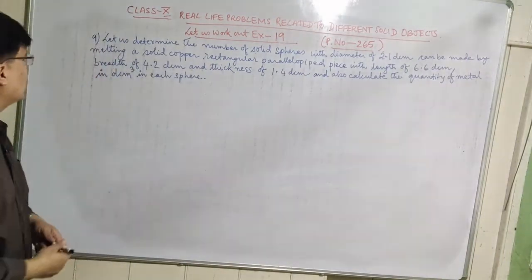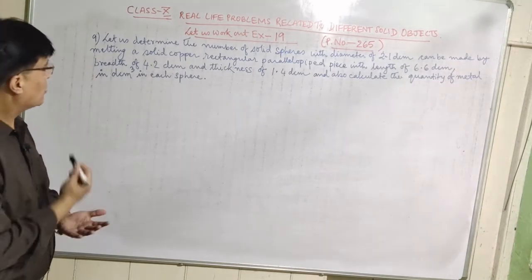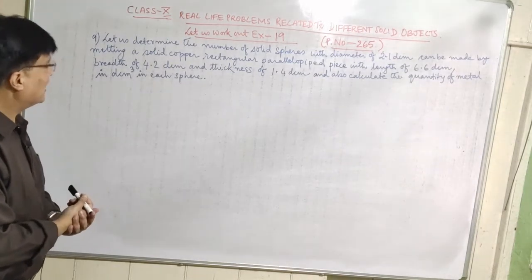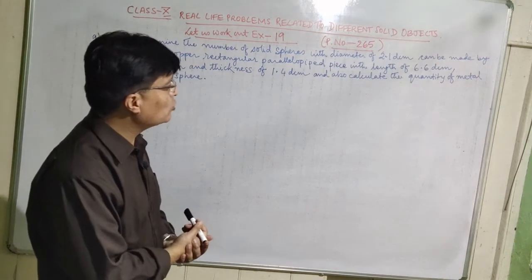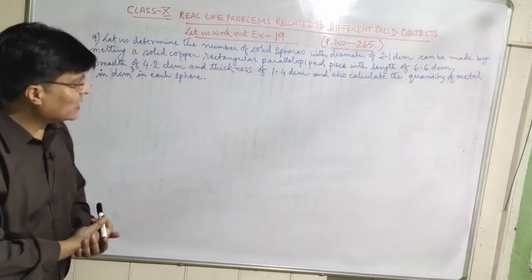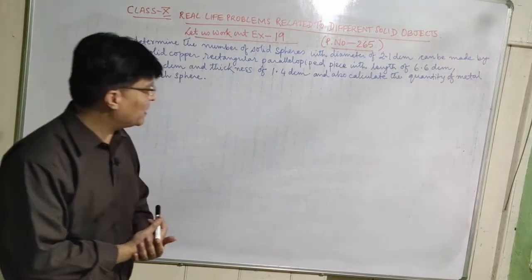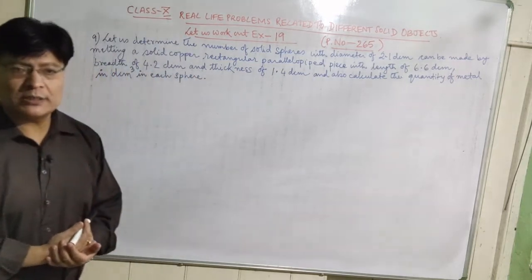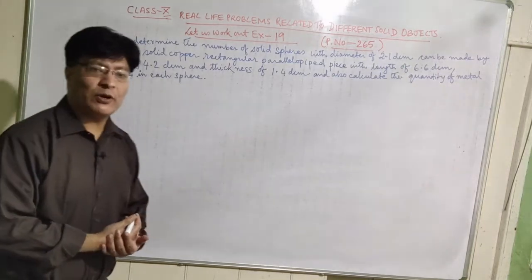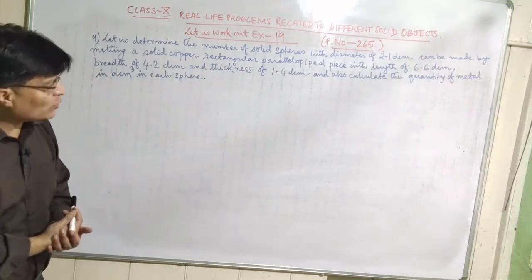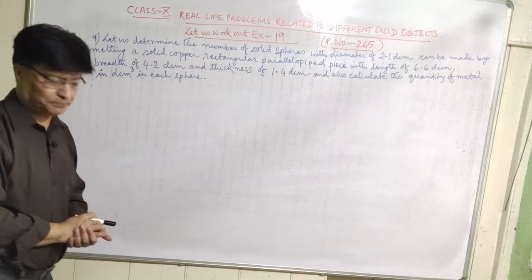So now we'll do the next question, that is question number 9. So let us do this question number 9 now. Now try to understand this question. Let us determine the number of solid spheres with diameter of 2.1 decimeter that can be made by melting a solid copper rectangular parallelepiped piece with length of 6.6 decimeter, breadth of 4.2 decimeter and thickness of 1.4 decimeter, and also calculate the quantity of metal in decimeter cube in each sphere.